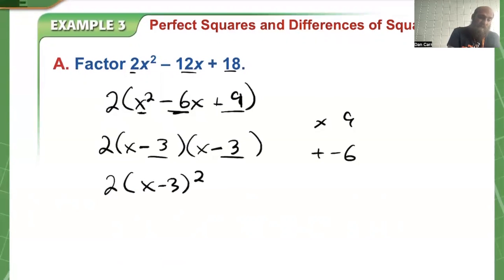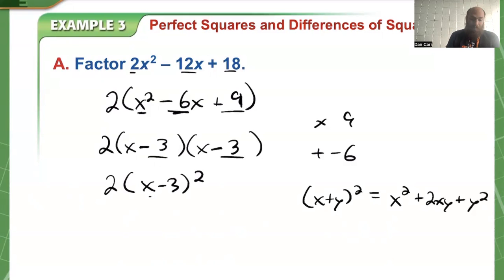Okay, so this was actually the, what was it? This is a perfect square. This is actually x minus 3 squared, like this, and has its own special pattern. If I look at something like this, let's say I have x plus y squared, that always multiplies to x squared plus 2xy plus y squared.